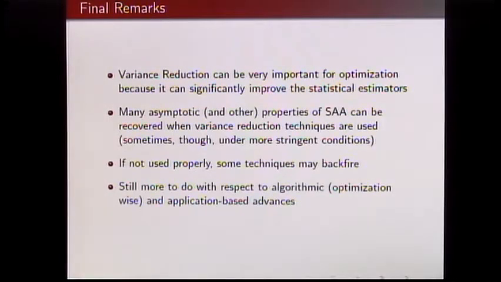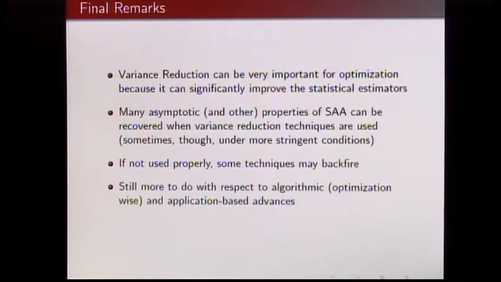I guess I have some final remarks. I've said this before, variance reduction can be even more important for optimization, right? You're trying to solve something, you're estimating the gradients, objective function values. If you can do them better, you might perhaps do much better. And you can show asymptotically, as the sample size increases, you can get similar results, even a little bit better rates of convergence, under certain conditions. However, if they're not used properly, some techniques may backfire, so be careful about that. You put all this effort in, you don't want to do worse, right?